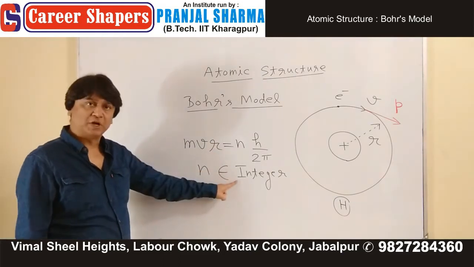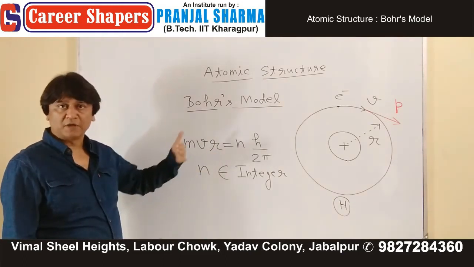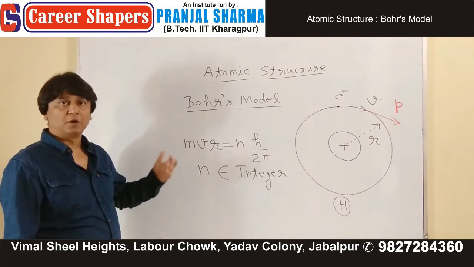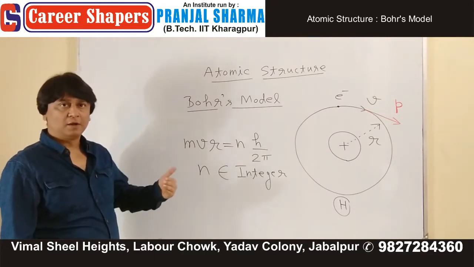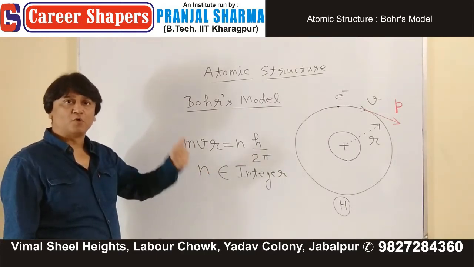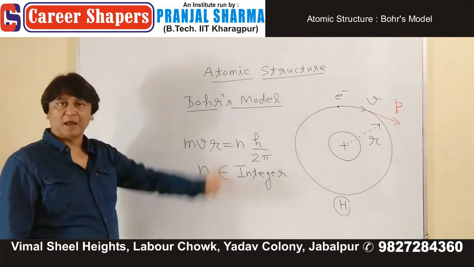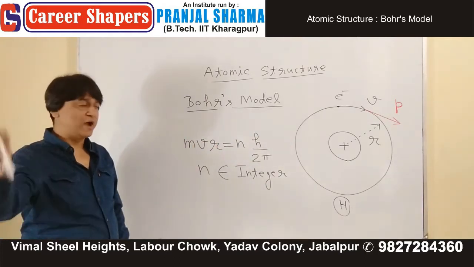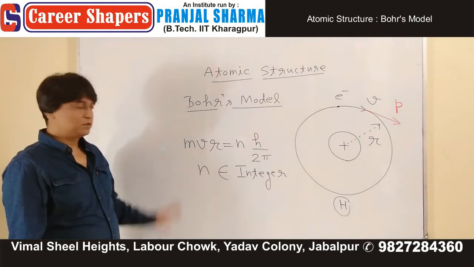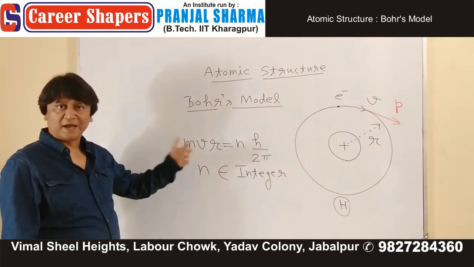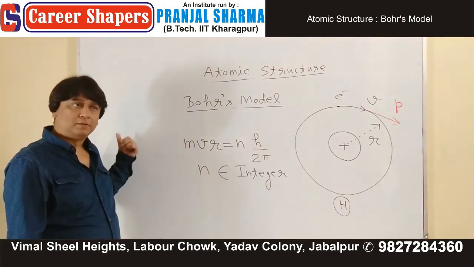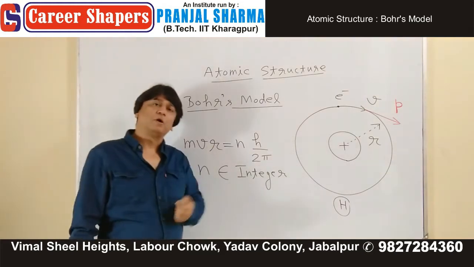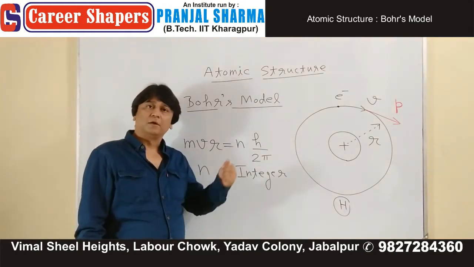n belongs to integer, and immediately you see that there is something called quantization. If n is 1, then it's not 1.1 or 1.9, it will be n equals 2, 3, 4, 5 and so on. This is also the starting of quantization.